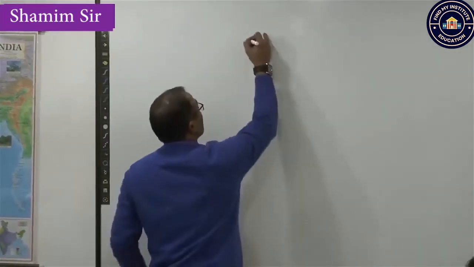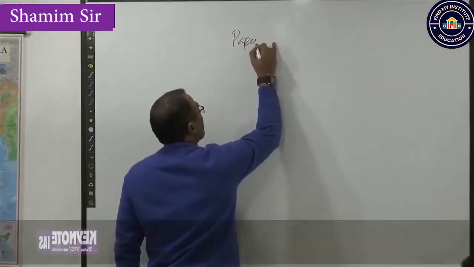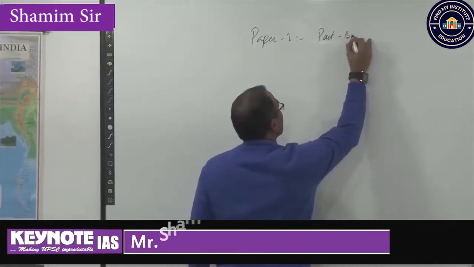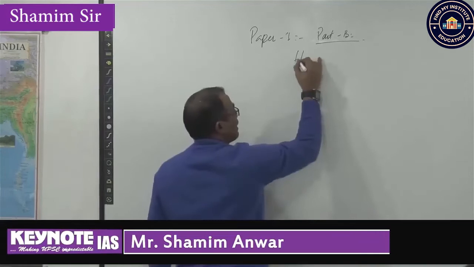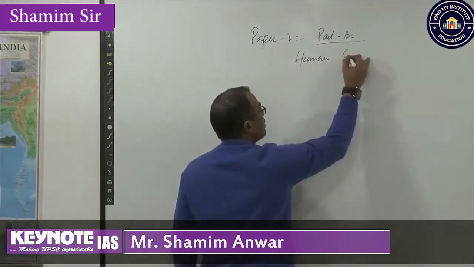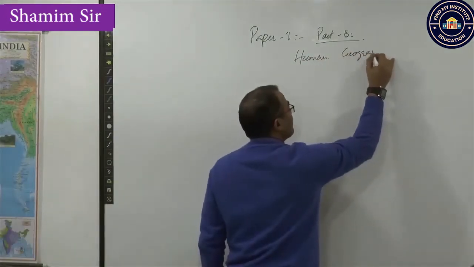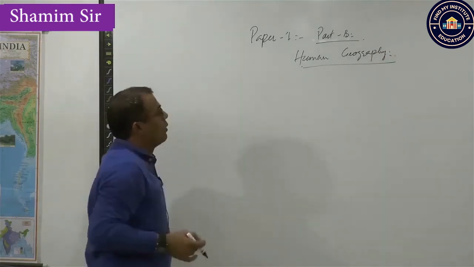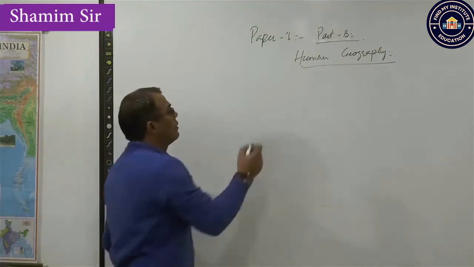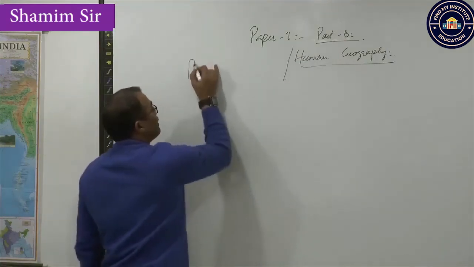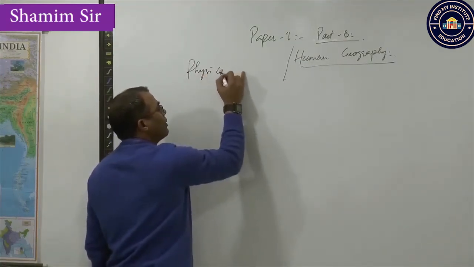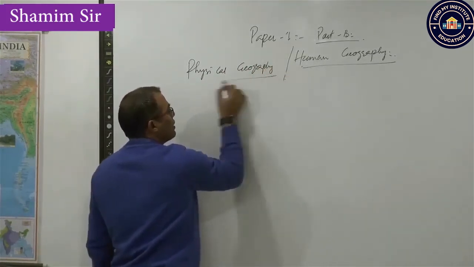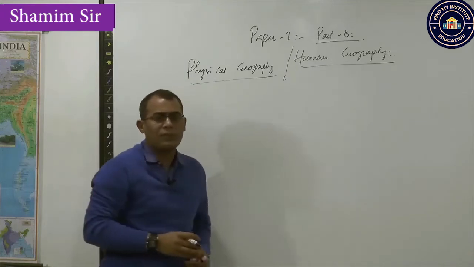We are going to start paper 1 part B. That is basically the major term, human geography. Now in the broader perspective, first we will try to differentiate between physical geography and human geography. How is human geography different from physical geography?